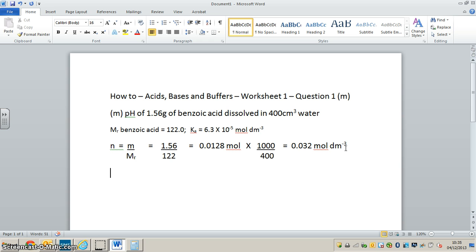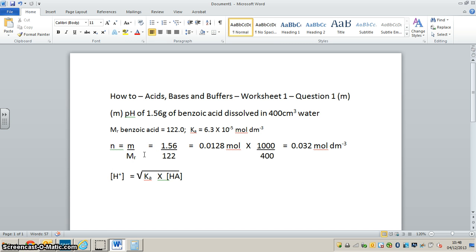Now what else do we need to know about benzoic acid? Well, it's given away in the question really. We've got an acid dissociation constant here, which tends to indicate that benzoic acid is indeed a weak acid. So we cannot assume 100% dissociation, it only partially dissociates. So in this case, we now need to use a different formula, which is this.